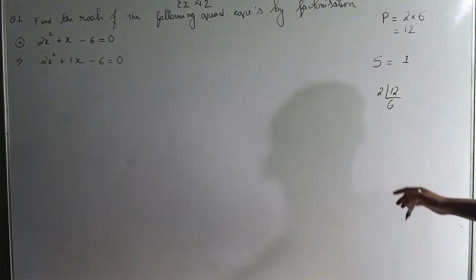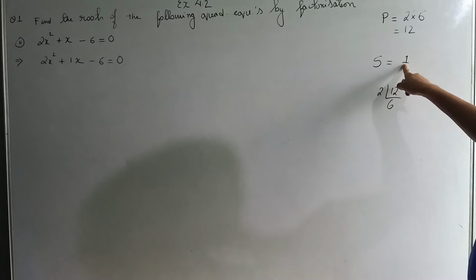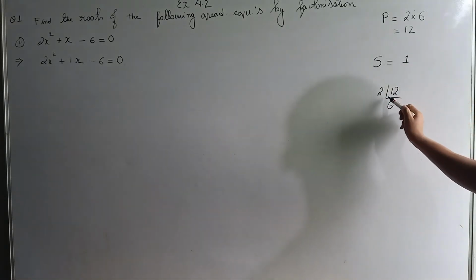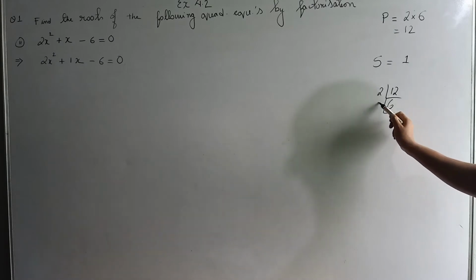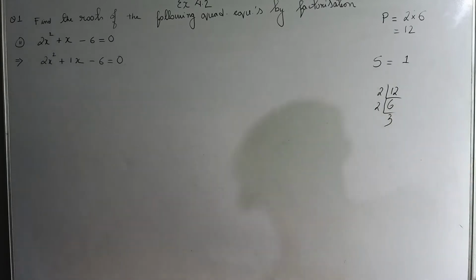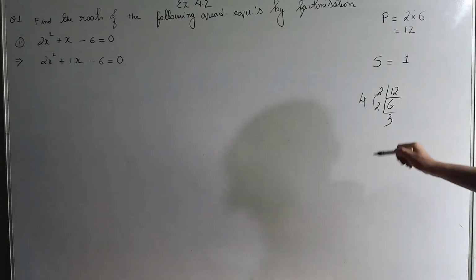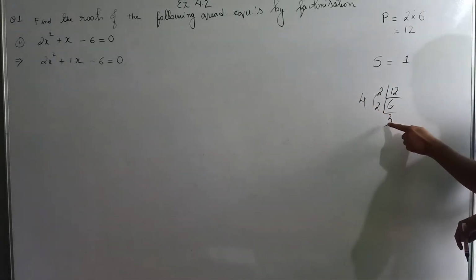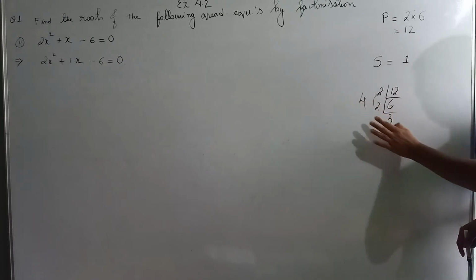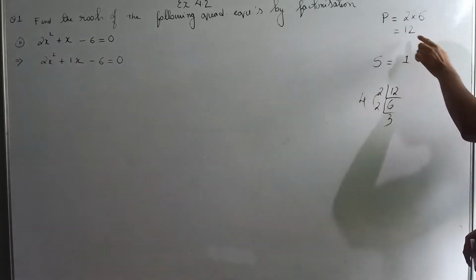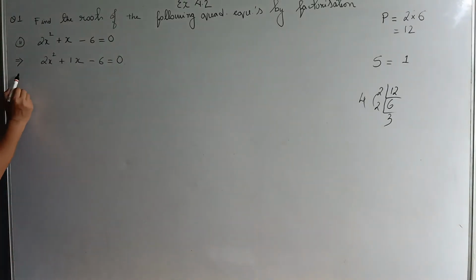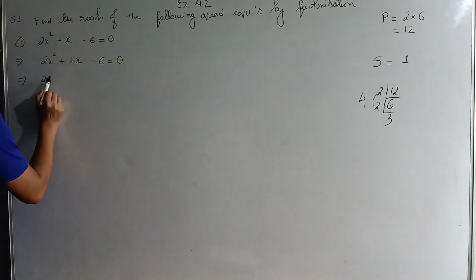2, 6 times is 12. 6 plus 2 is not going to give us 1. 6 minus 2 is 4, which is not equal to 1. So we factorize more. 2, 3 times is 6. Now you see, 2 times 2 is 4. These two factors together: 4 minus 3 is going to give us 1, and 4 times 3 is going to give us 12, right? So we write 2x squared.